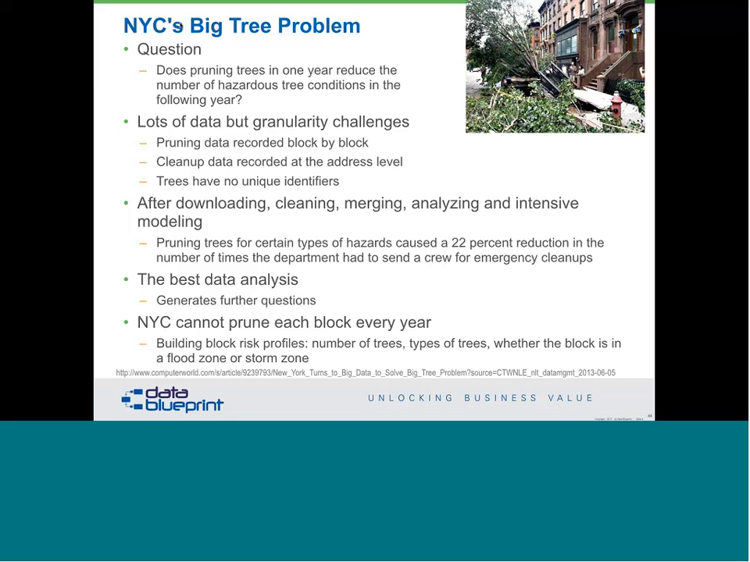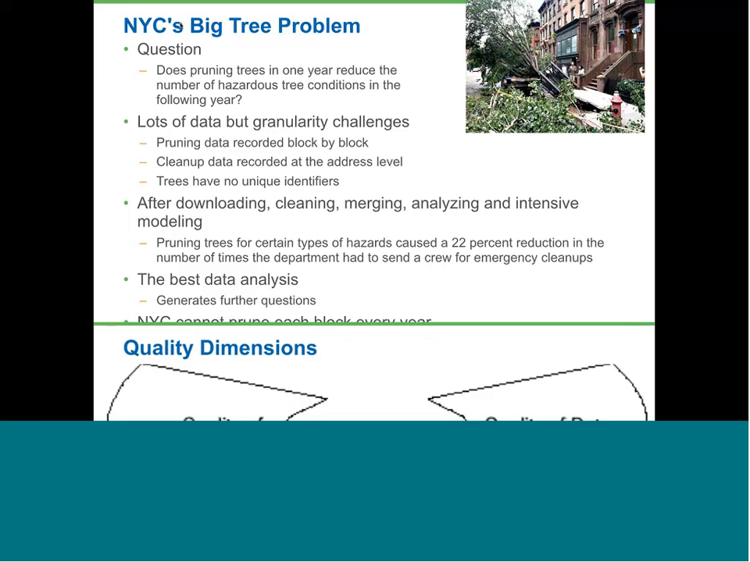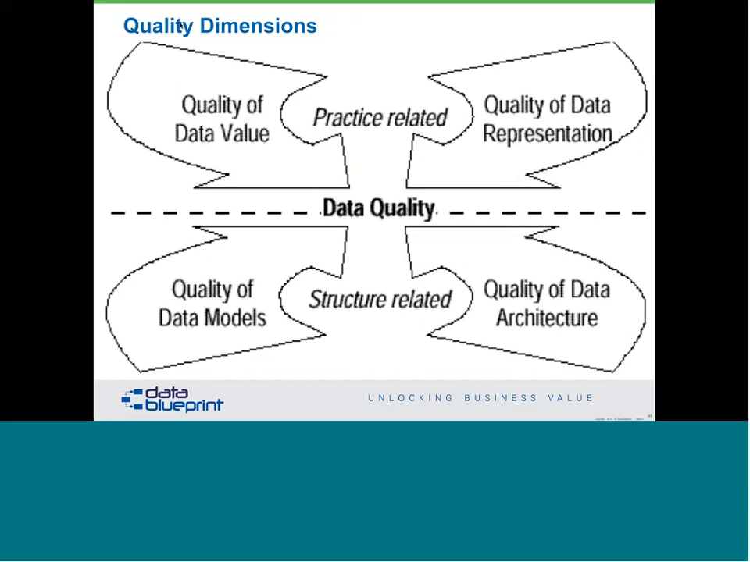After doing the work, which was fairly expensive, they did discover that pruning trees for certain types of hazards caused a 22% reduction in the number of times the emergency department had to send a crew out for cleanup. But just like all of this, anything that's an analytic type or BI type exercise, usually the best answer is that it generates more questions. So New York City can't prune every block every year, so they're now building block risk profiles, but only after they've completely changed the structural aspects of this.